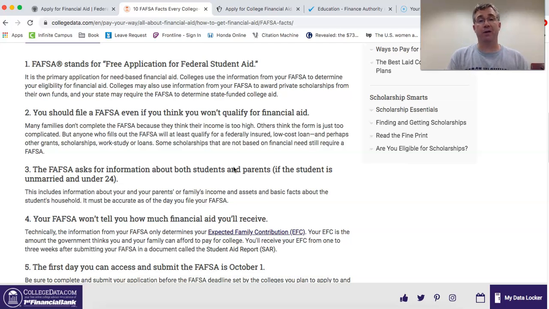You shouldn't have to pay for it. If you go to FAFSA.gov, you'll be able to create an account and get started. You do not pay a nickel for it. The first F in the acronym is free.